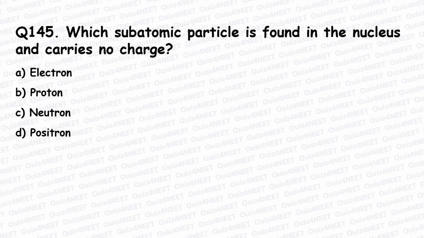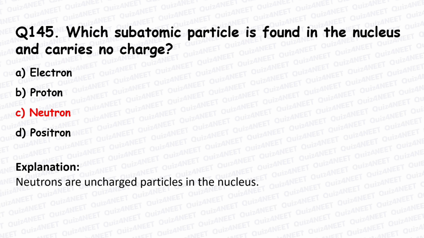Q145. Which subatomic particle is found in the nucleus and carries no charge? A. Electron, B. Proton, C. Neutron, D. Positron. C. Neutron. Explanation: neutrons are uncharged particles in the nucleus.